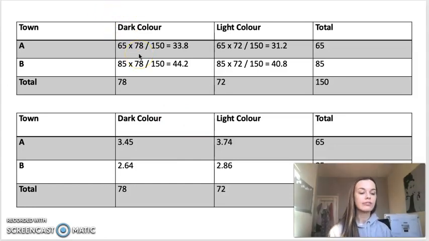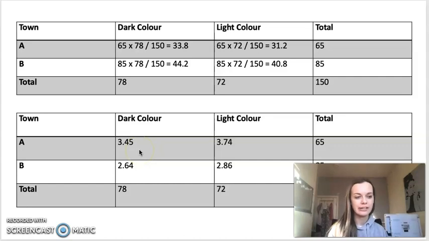The next step in the chi-squared calculation is to calculate these expected results. So, by using the equation of row total times column total divided by overall total, you're able to calculate these values shown in the table. As I said before, the frequency of dark-coloured moths was equivalent to 65 times 78 divided by 150, which gives you a value of 33.8. The next step in a chi-squared calculation is to calculate the observed minus expected part of the calculation. As shown in this table, this would be the observed value minus the expected value calculated previously, in brackets. This value is then squared.